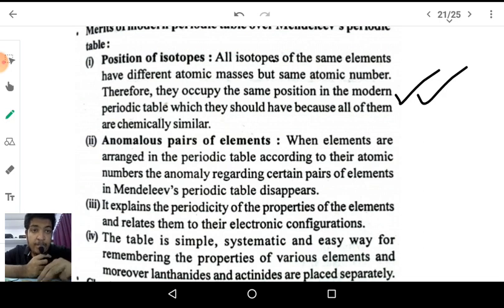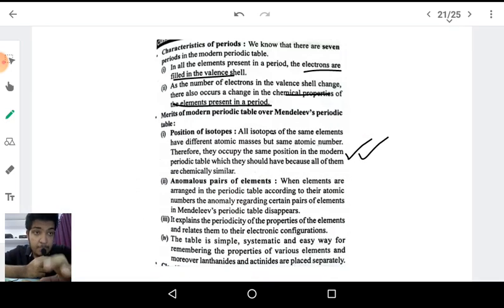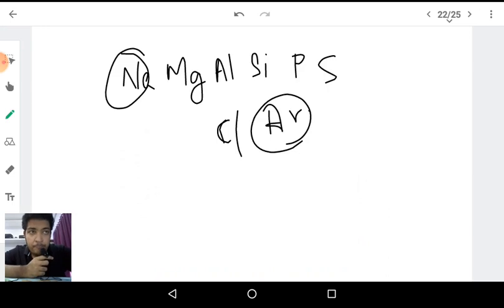Third important point is the explanation for periodicity of properties of elements and their relation with the electronic configurations. Fourth one is that the table is very simple and systematic for understanding the elements and also studying the properties of various elements. So these are the merits of the modern periodic table.